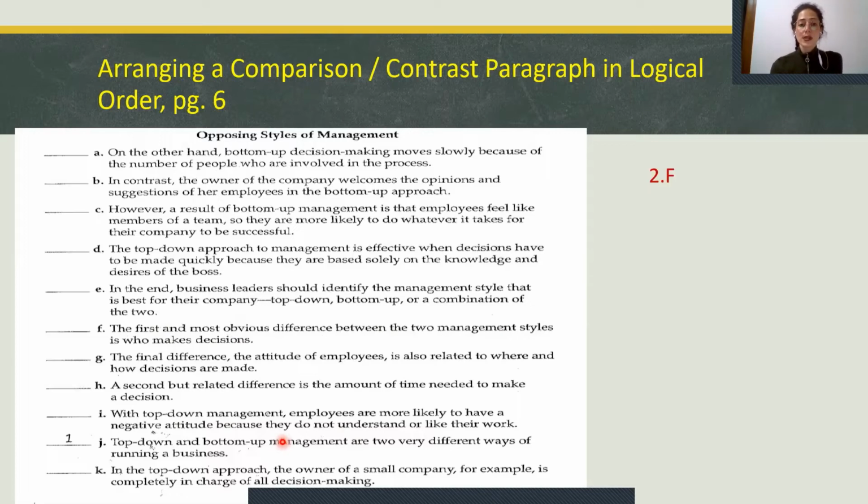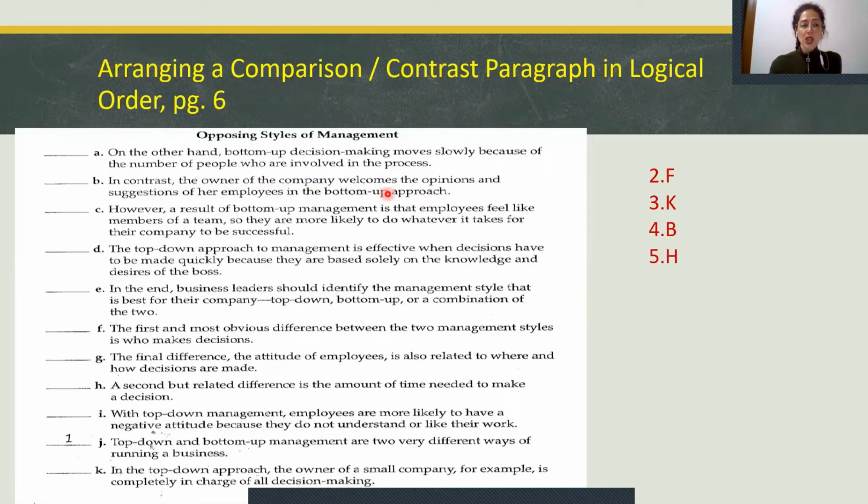Okay, the third sentence will be, oh, sorry, K. In the top-down approach, the owner of a small company, for example, is completely in charge of all decision making. So it is explaining what these management styles are. And the fourth one, B. In contrast, be careful because we will need to use these contrasting signals. The owner of the company welcomes the opinions and suggestions of employees in the bottom-up approach.